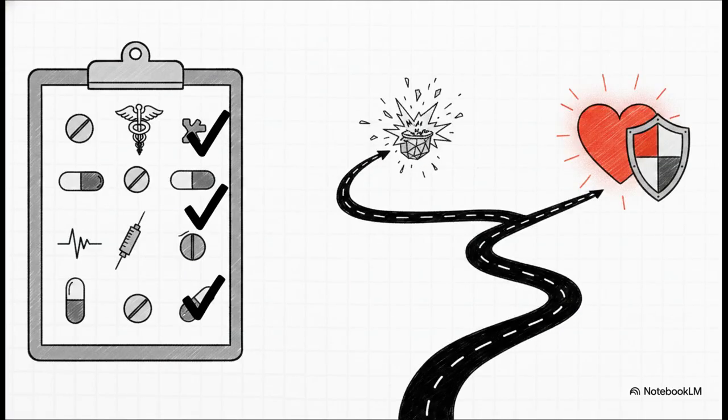Every ACS patient leaves with daily 81 mg aspirin, a P2Y12 inhibitor like ticagrelor or prasugrel for about 12 months, and a high-intensity statin to aggressively drive their LDL below 55. Add a beta blocker and an ACE inhibitor, especially if their ejection fraction is reduced.